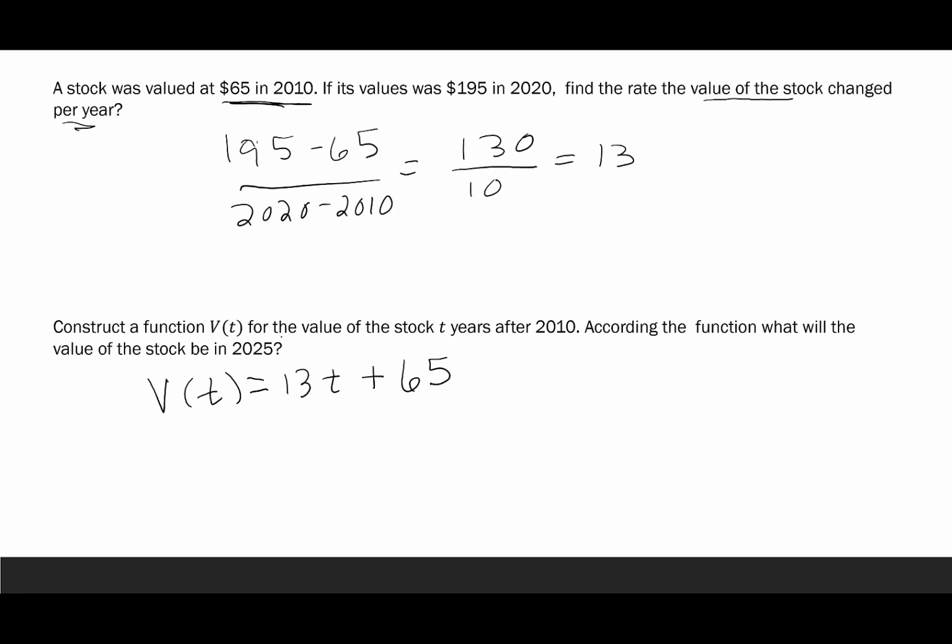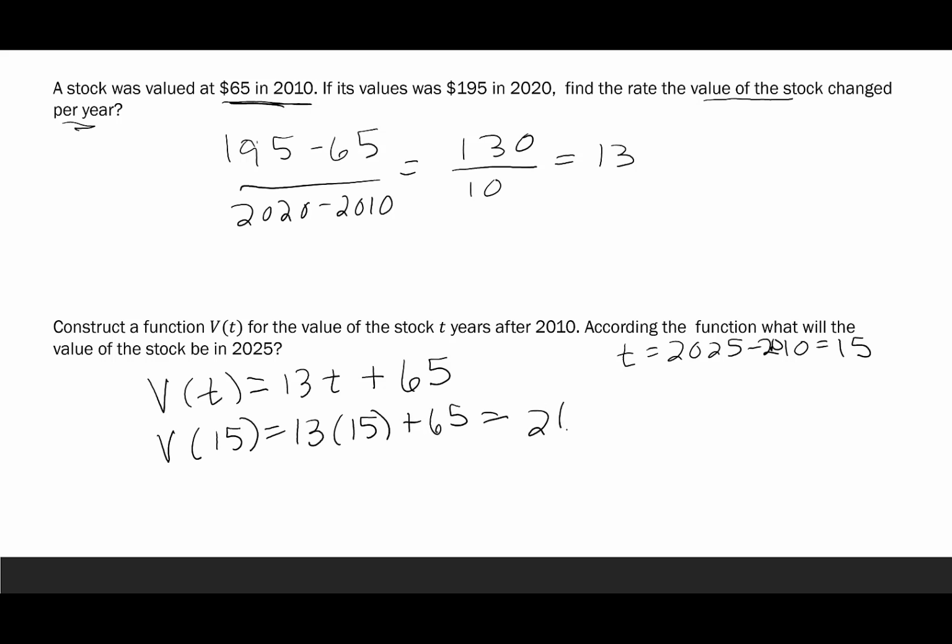When we're looking at 2025, t is going to be 2025 minus 2010, which is 15. So our v of 15 will be 13 times 15 plus 65. So this says we'll have a value of 260 in the year 2025.